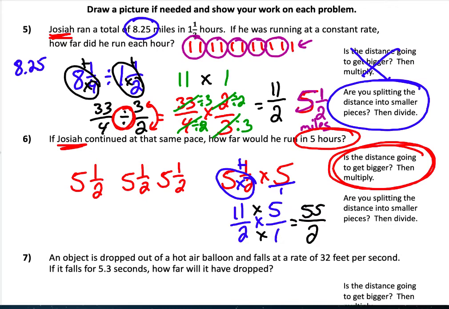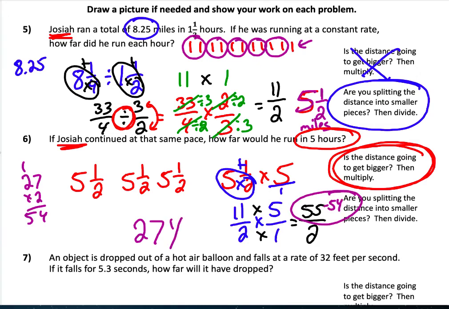So we're going to do the same thing we did in the last one. How many 2's can we get out of 55? Well, I can do 2 times 27, because 27 times 2 is 54. So I can take away 27 groups of 2. That's 54. If I took 54 away from 55, I would be left with 1/2. So if Josiah kept running for 5 hours, he would run 27.5 miles. Actually, a little bit more than a marathon.